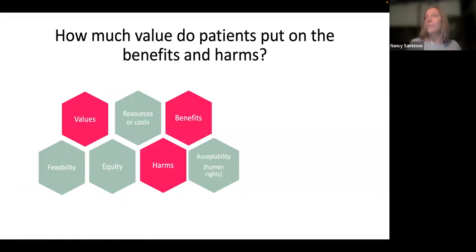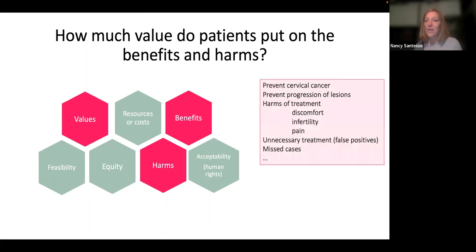So the question is, and this is where a lot of research is starting to be really done nowadays, in how much value do people put in the pros and cons, the benefits and harms of doing screening. So here's the main focus. This has really been a big focus in what we know for patient using research.